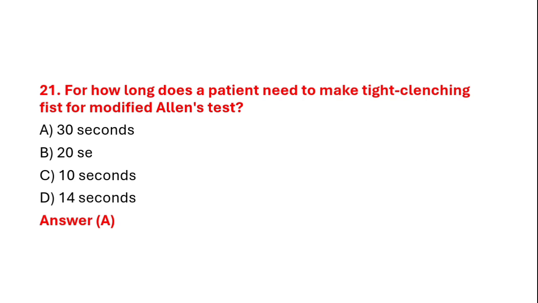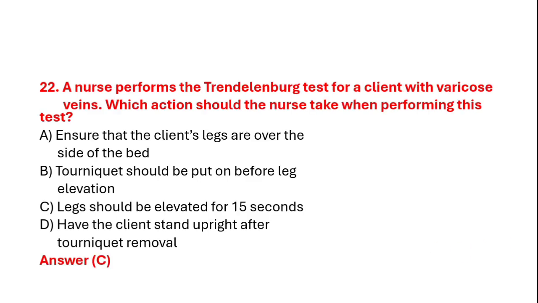Question number 21. For how long does a patient need to make a tight clenching fist for the modified Allen's test? Option A, 30 seconds. Option B, 20 seconds. Option C, 10 seconds. Option D, 14 seconds. Correct answer is option A, 30 seconds.